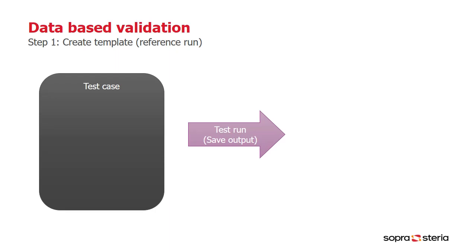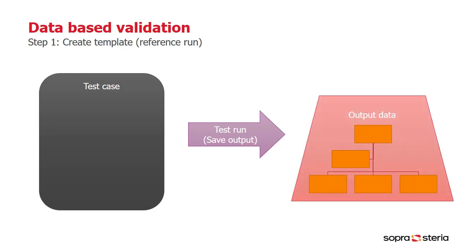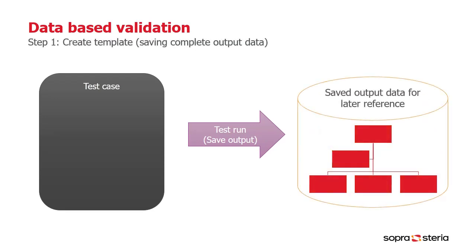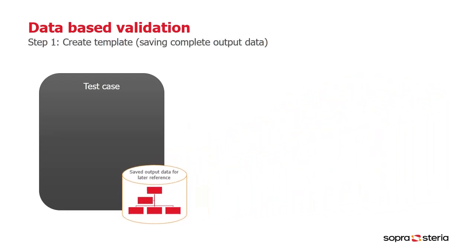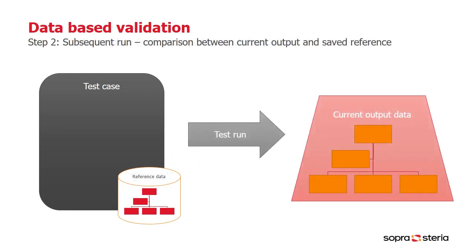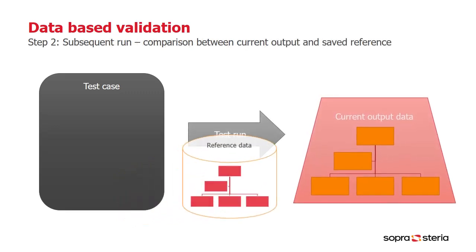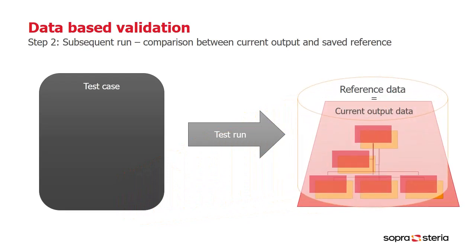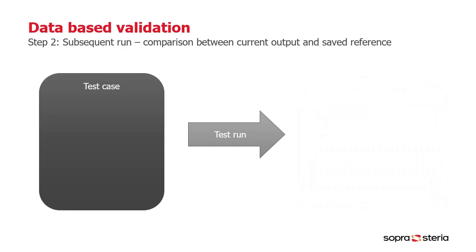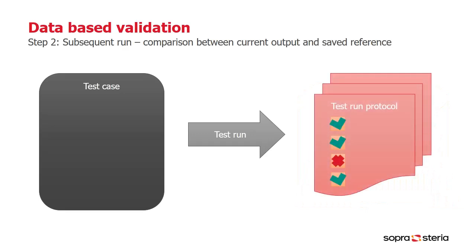Instead of defining validation rules, you just execute your test case in a special mode and thus create a reference run that serves as a template that every subsequent test run is validated against. Using the database validation, the complete output of the current run is compared against the reference run's output. If it deviates from the reference, the test run is marked as failed.